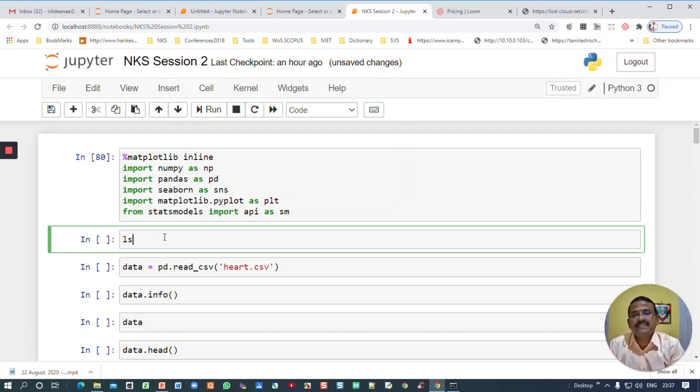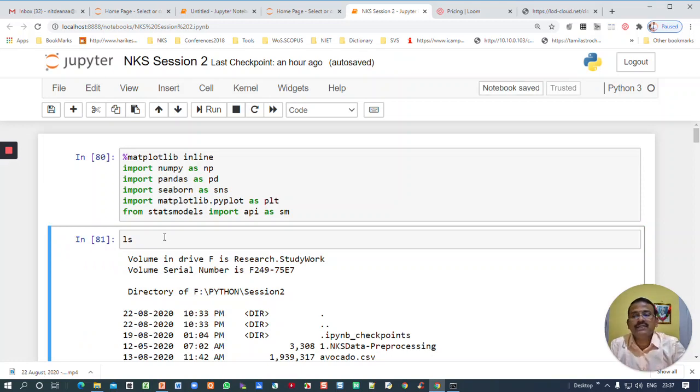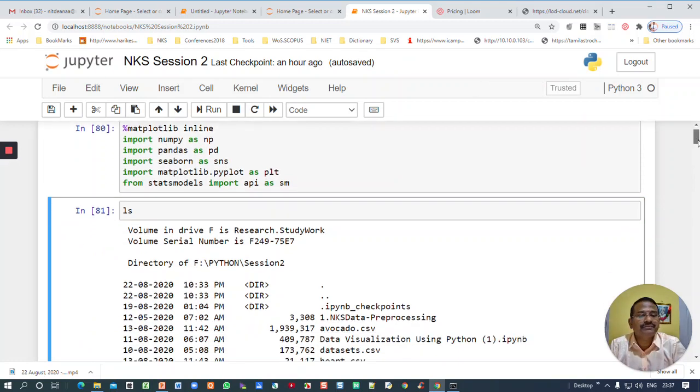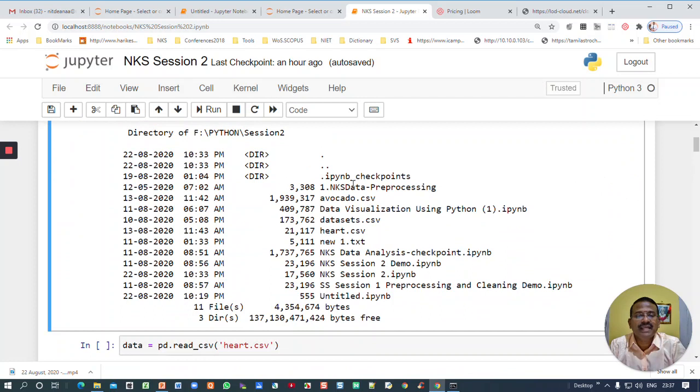Then I want to understand what directories, what folders, what files are available in my working directory. This is where Jupyter is started from a particular area. For this purpose, I use ls to list. So I am running it, and you can see what files and folders are available. See here, these are the files available.